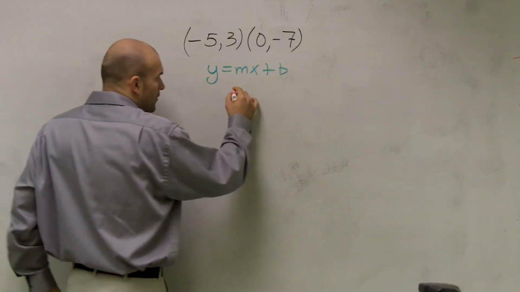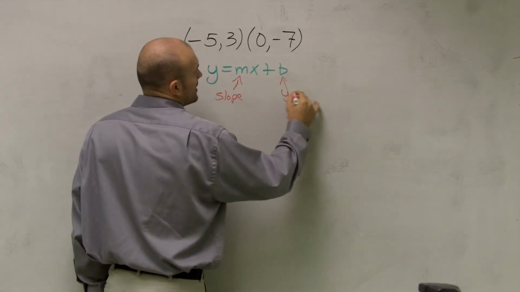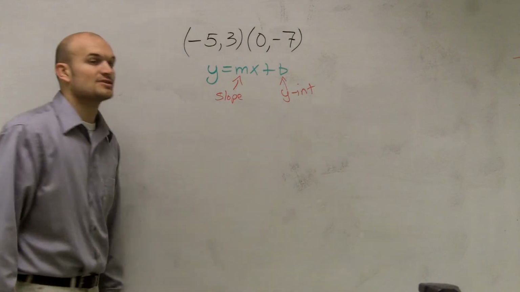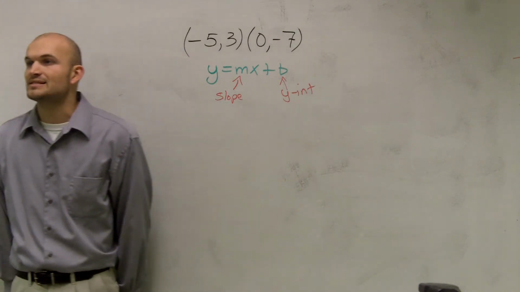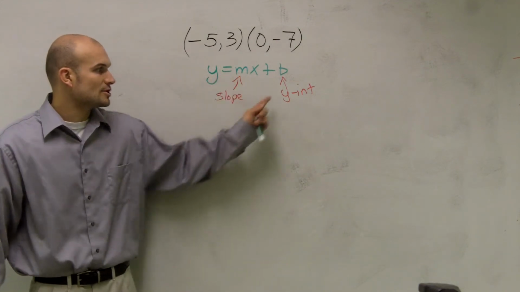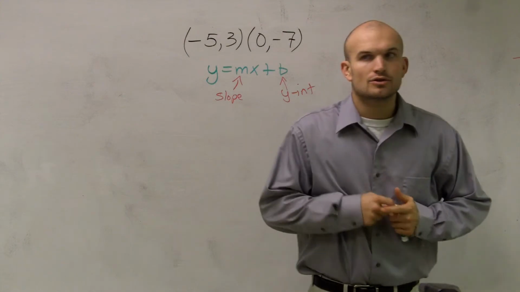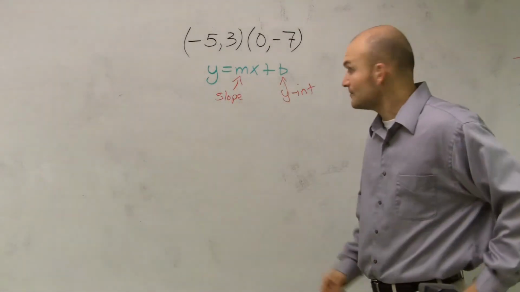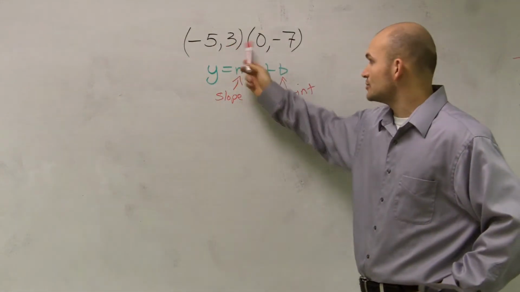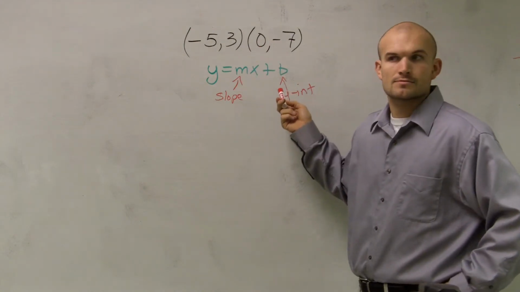We know that m is our slope and b is our y-intercept. Right? I've said that so many times you should almost be sick of hearing it, because I just keep on reminding you. M is your slope, b is your y-intercept. So if I'm given 2 points and I say write the equation of the line, from what we're given, do we know what the slope is or do we know what the y-intercept is?